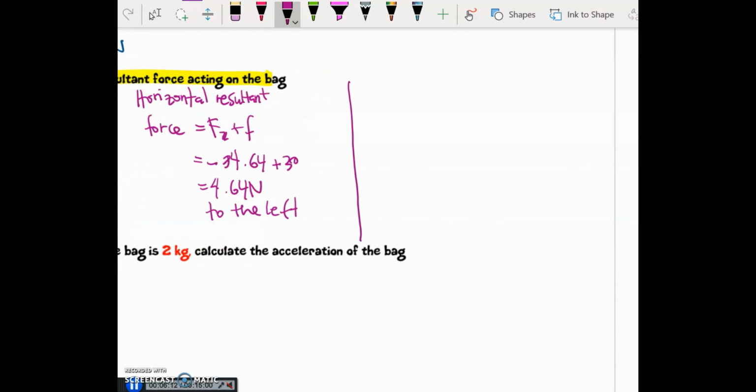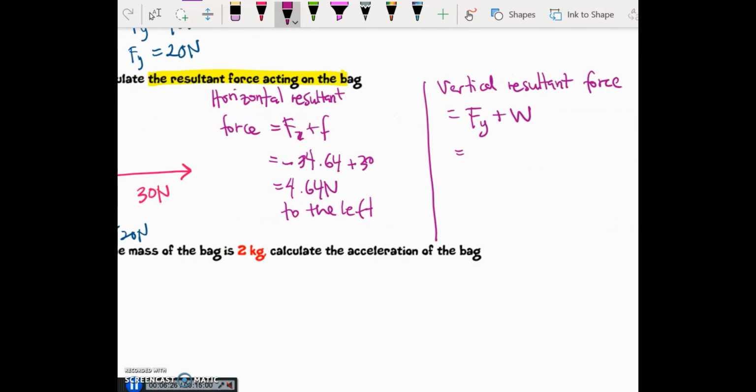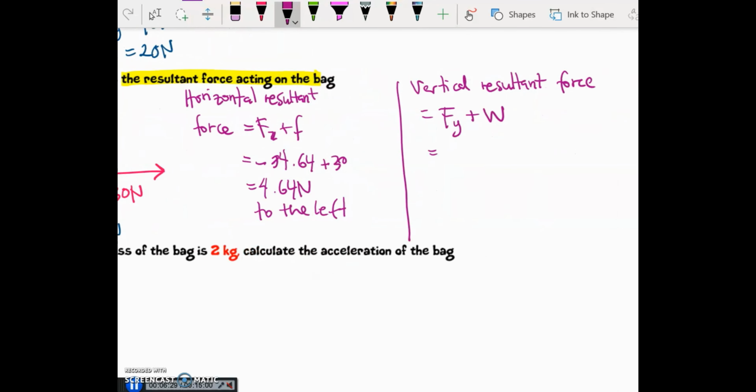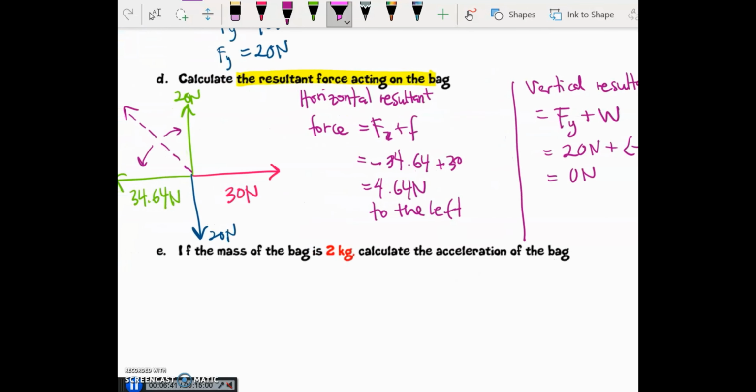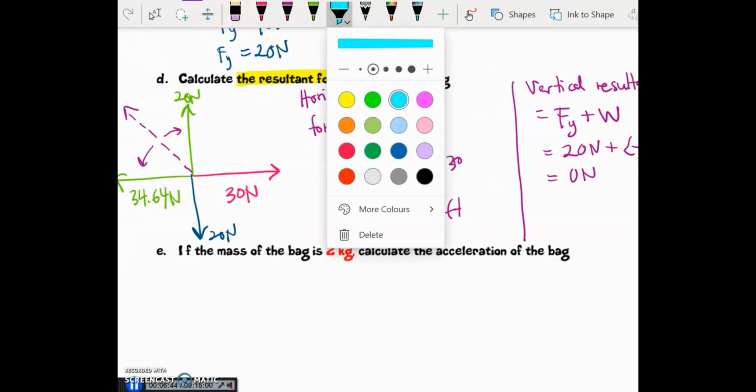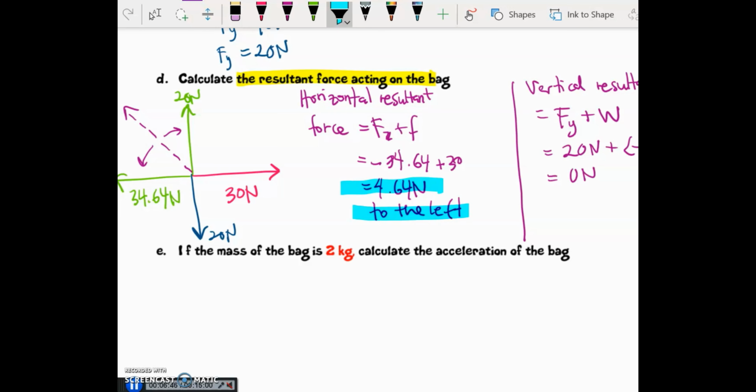Next, find the vertical resultant force, which is Fy plus weight. Okay, so Fy that you have found earlier is 20 Newton, and weight is negative 20 since the direction is downward, and you will get 0 Newton. So the answer is the resultant force is actually 4.6 Newton to the left.